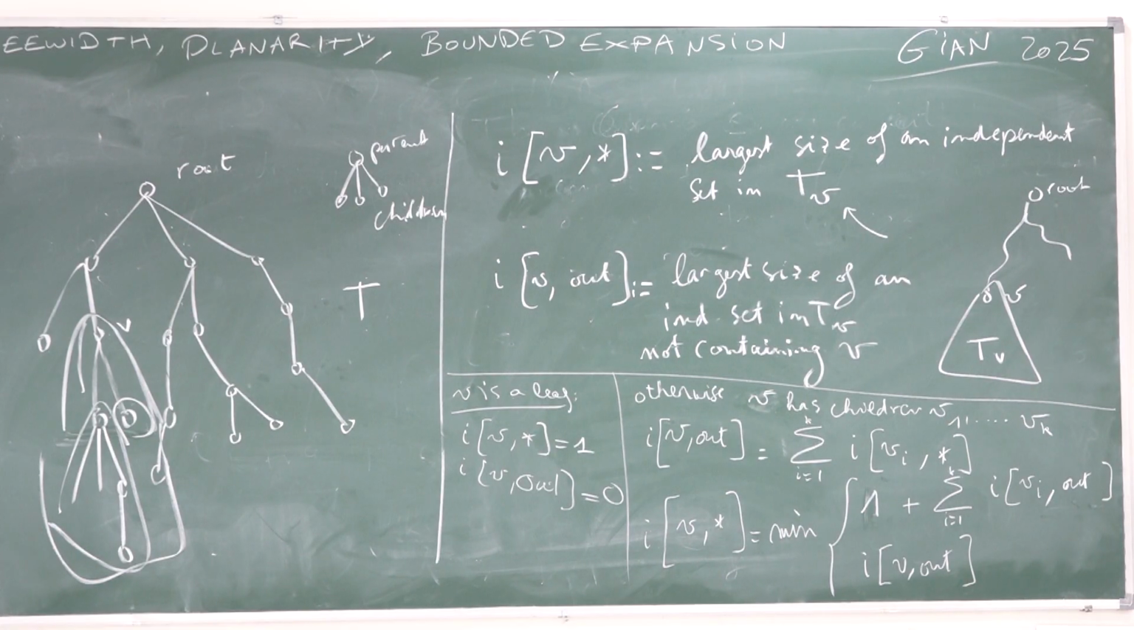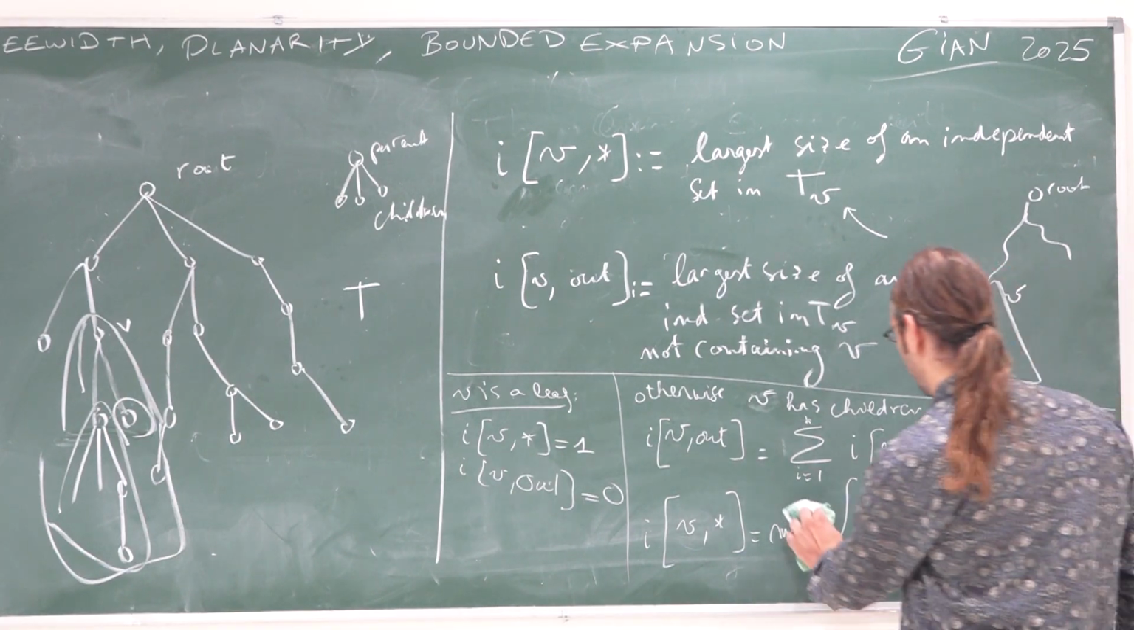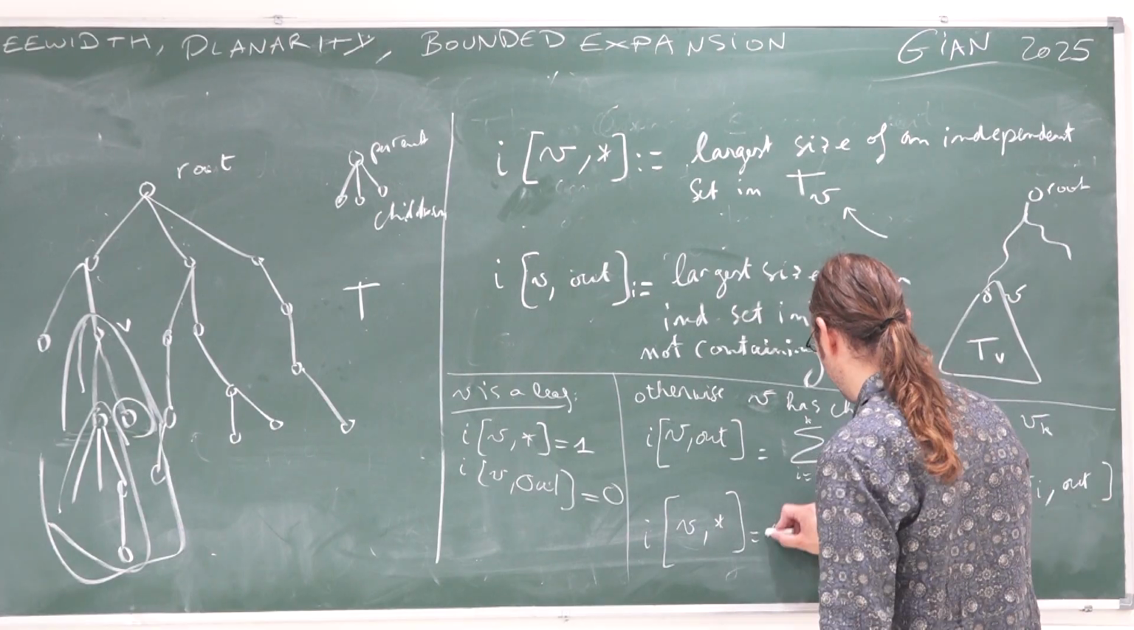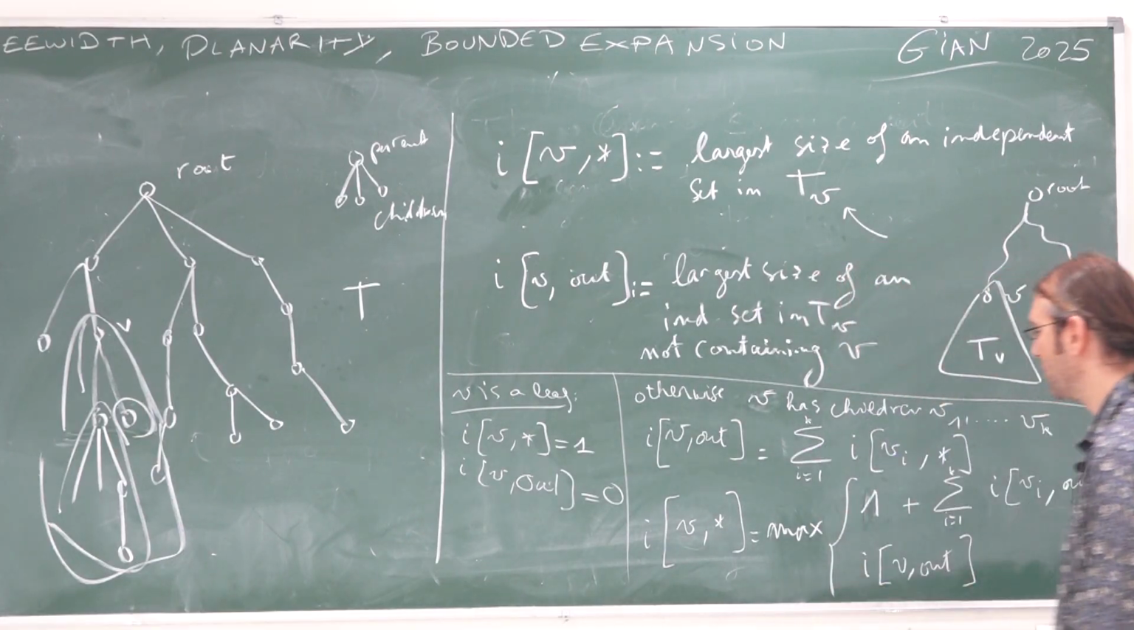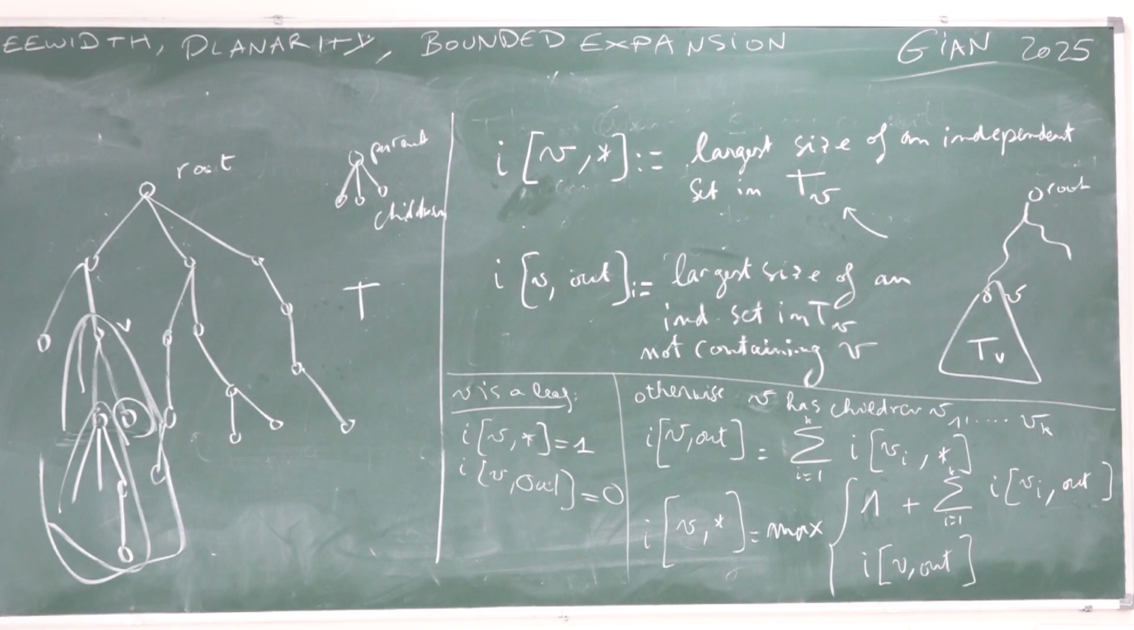If you prefer, you just write the same form. Okay, so two cases: either V is inside my independent set, or it is not. Then organize this. Is it max? Max. Oh, max, sorry. Correct.